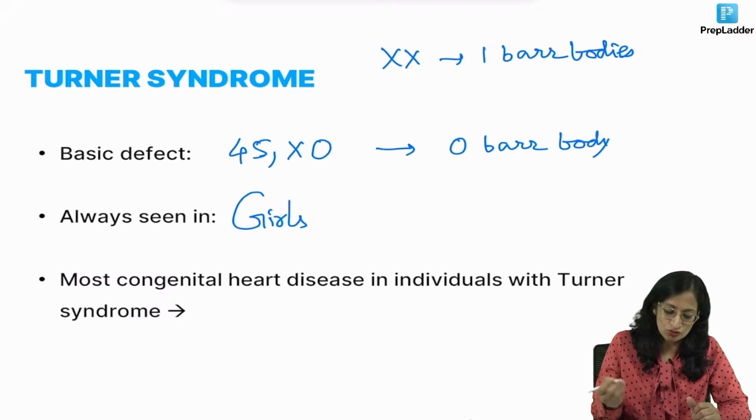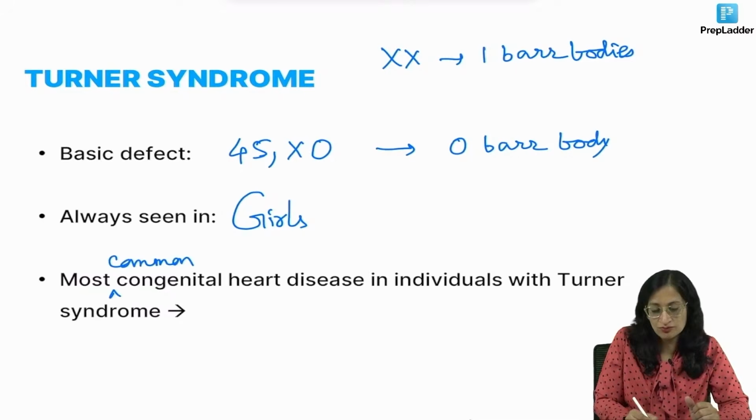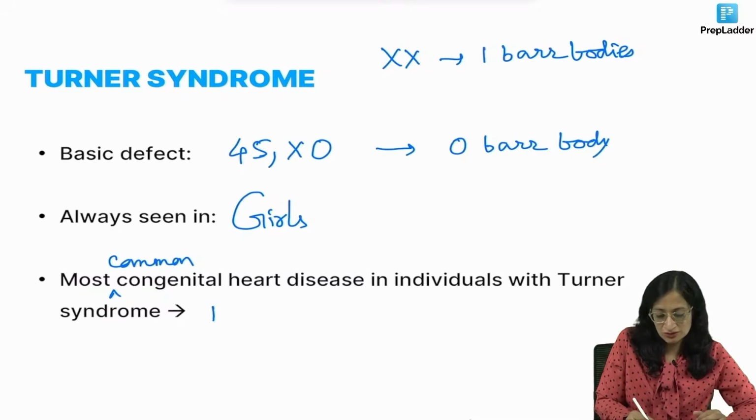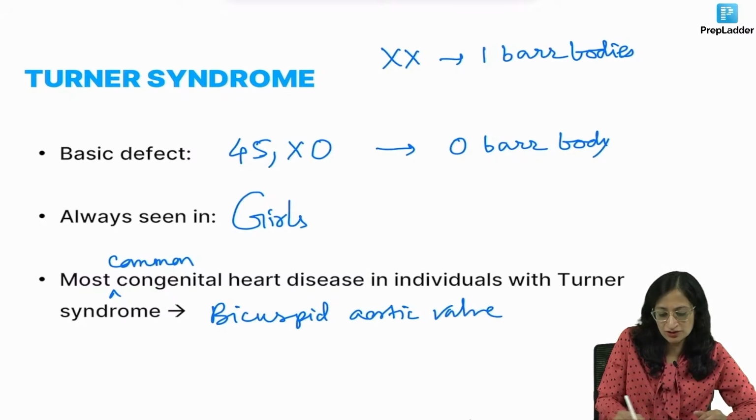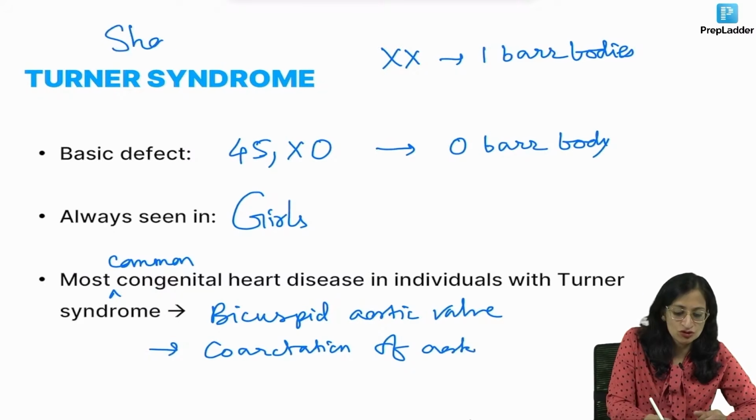Most common congenital heart disease in individuals with Turner syndrome, what is it? It is bicuspid aortic valve. If that is not there in your options, then the next most common is coarctation of aorta. Okay, coarctation of aorta. And remember, Turner syndrome is a very important cause of short stature, right?